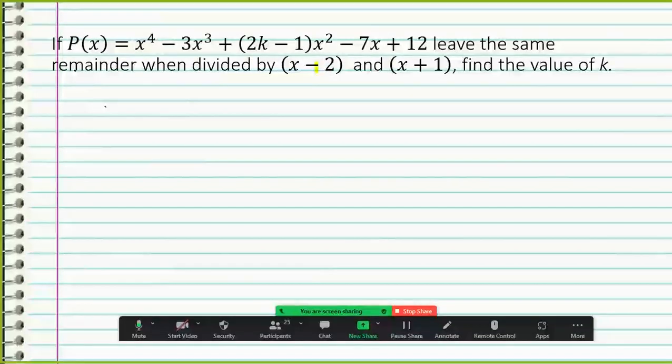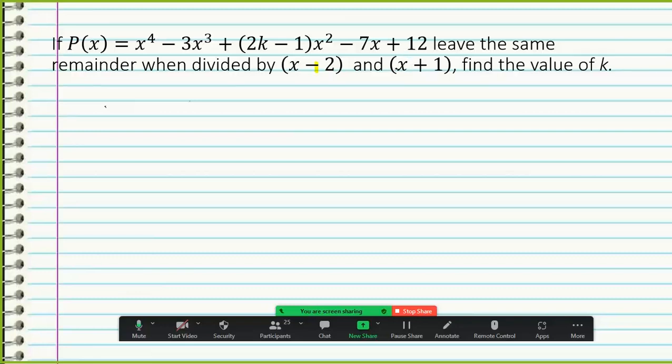So we have to move to the next example. So p of x, if p of x equals x to the fourth minus 3x cubed plus the quantity of 2k minus 1 multiplied by x squared minus 7x plus 12, leaves the same remainder when divided by x minus 2 and x plus 1. So find the value of k. So as you can see here, based on the given problem, the polynomial function will leave the same remainder once divided by x minus 2 and x plus 1.